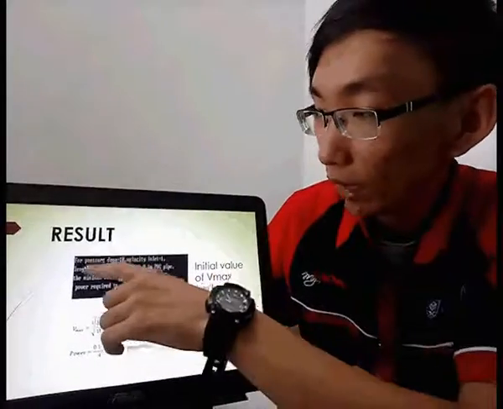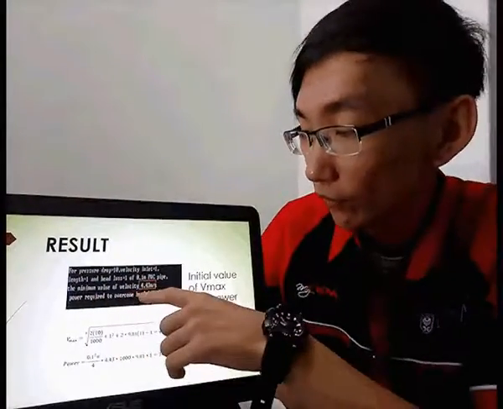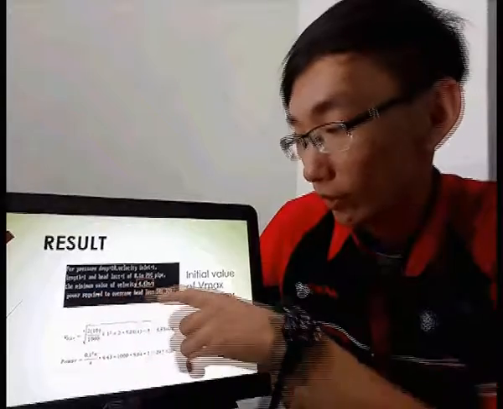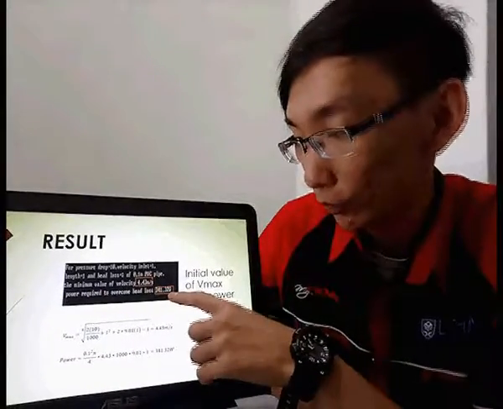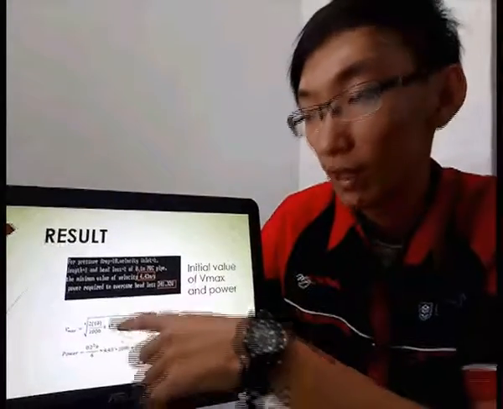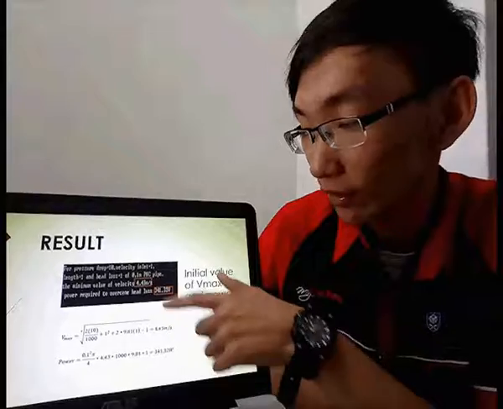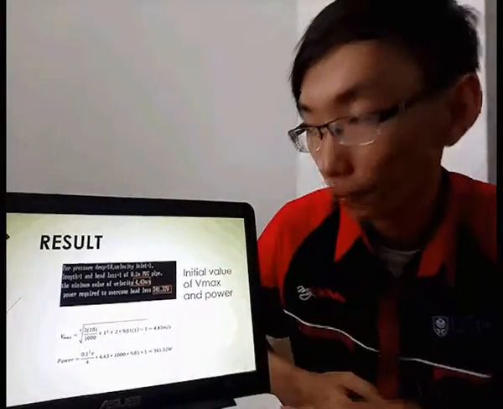For the result, this is the software running and calculating. It calculates the value 4.43, and the power required is 341.32. Compared to the calculation using the equations and a calculator, we can see that the answer is the same for both.